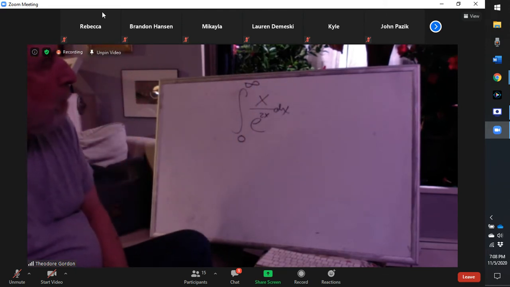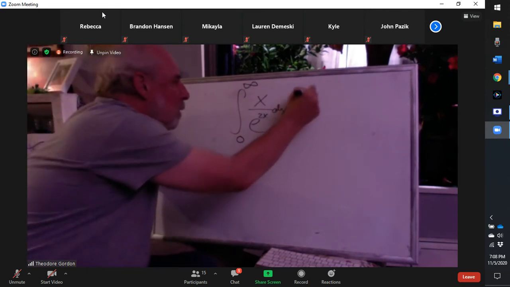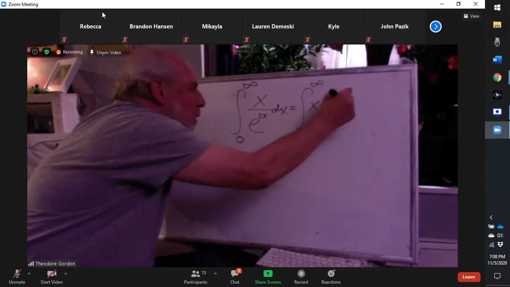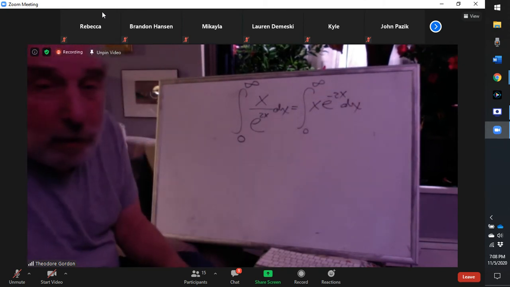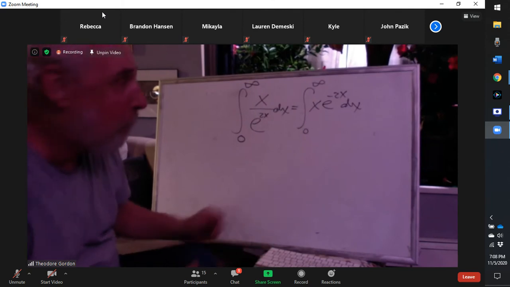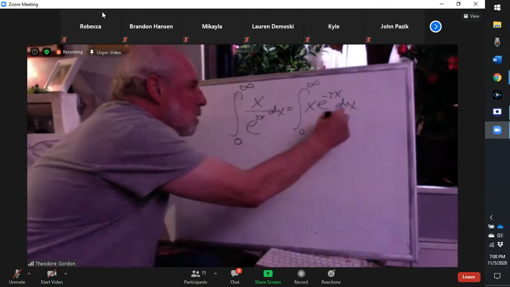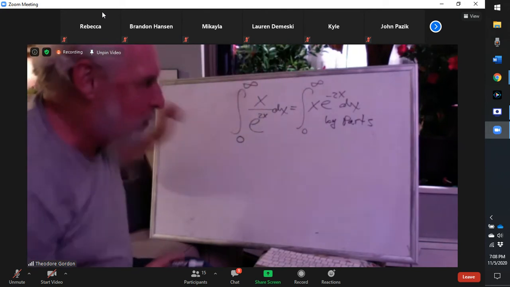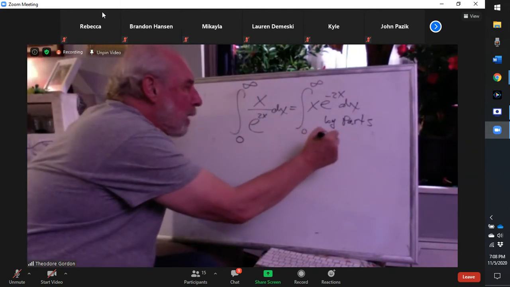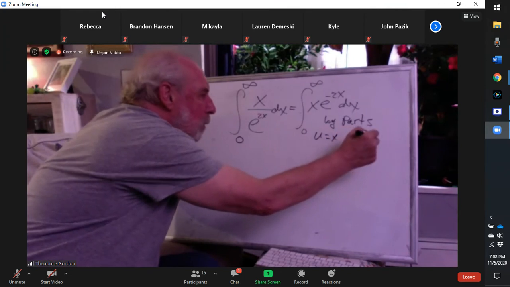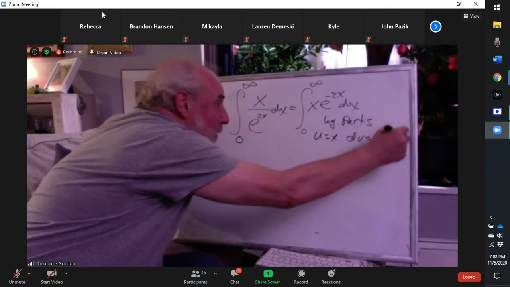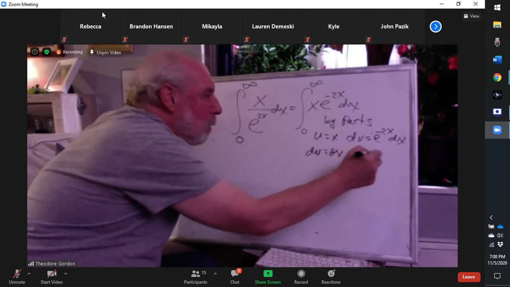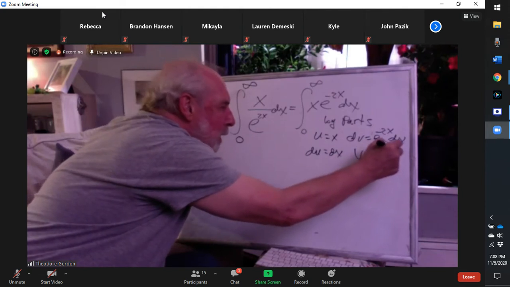First we have to rewrite this. We go from 0 to infinity of x e to the negative 2x. We know what method to use, just like the previous problem: we integrate by parts. But this problem is different because we have a negative exponent. The 2 is just noise. So u is equal to x, dv is equal to e to the negative 2x dx, du is equal to dx, and v is equal to negative 1/2 e to the negative 2x.